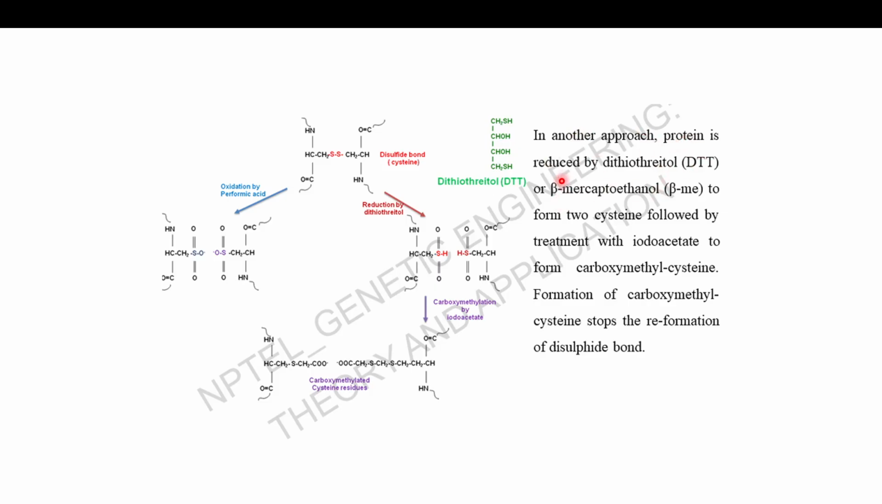So first the protein has to be reduced by DTT or BME, some kind of reducing agent, to form two cysteine residues, followed by treatment with iodoacetate. So iodoacetate actually leads to carboxymethylation here. Okay, so this is what is happening here.